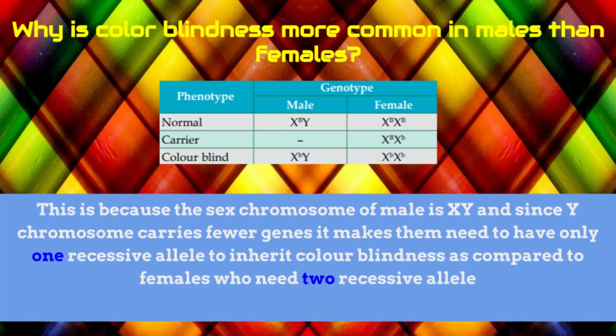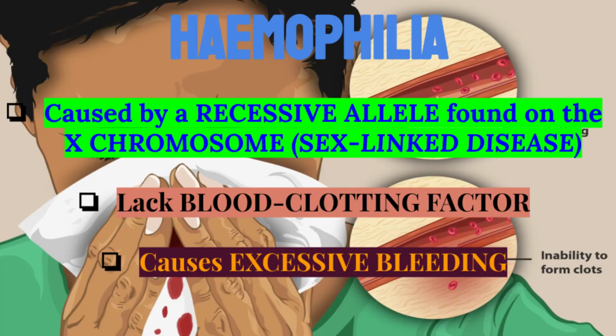Why is color blindness more common in males than females? This is because the sex chromosome of male is XY, and since the Y chromosome carries fewer genes, males need to have only one recessive allele to inherit color blindness as compared to females who need two recessive alleles.